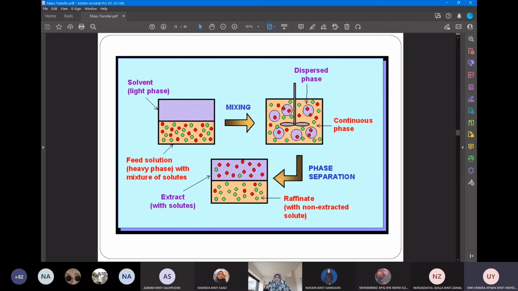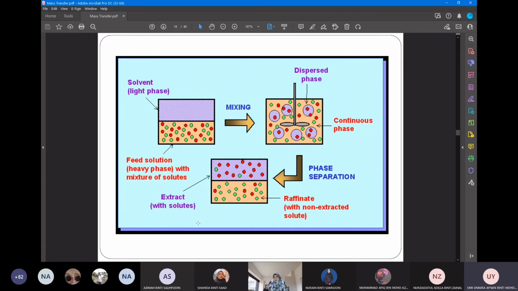So later you can have your vitamin C here, and you can do a further separation process, where you separate your solvent from your vitamin C to get your pure vitamin C, something like that. Pure solutes, right? So there are processes involved.